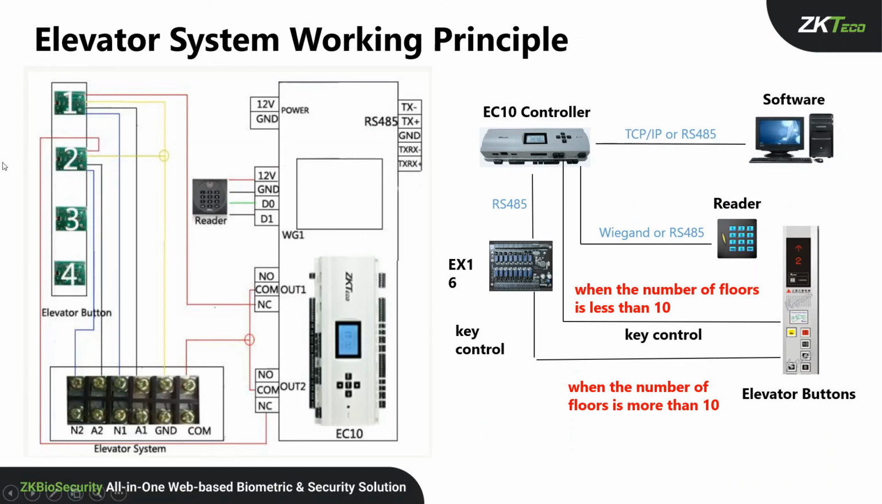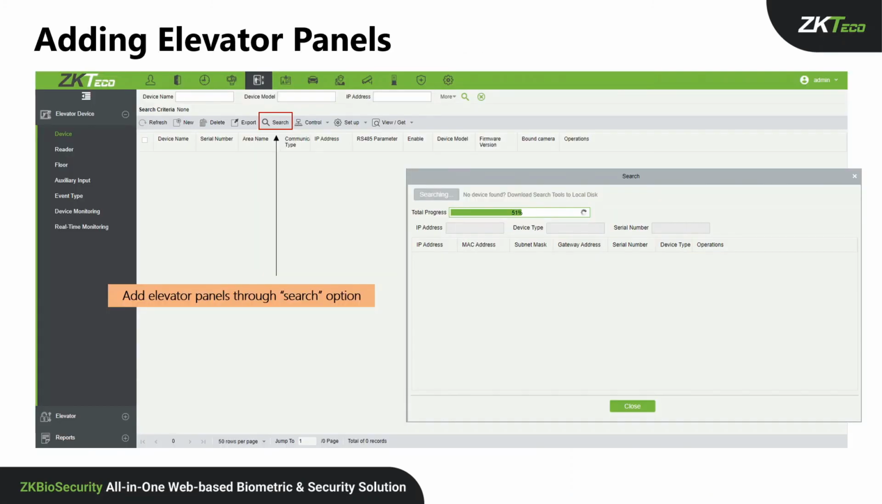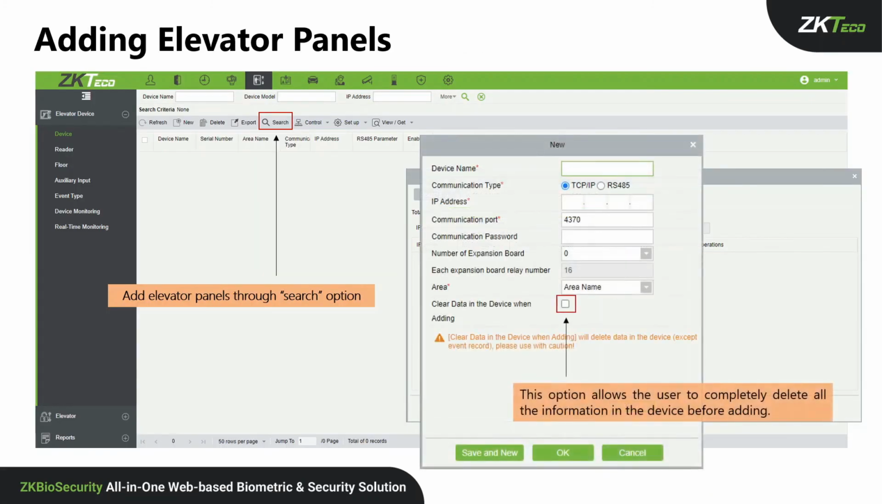So this is the wiring connection between elevator system, and then for the buttons with the readers, with the software also. For adding elevators, it is same with access control. For the access control, you need to search the elevator. At the same time, you can add in this the name, and then the server, and then the port also of that software. You can add from this. Clear. This option should be the clear data in the device when adding.